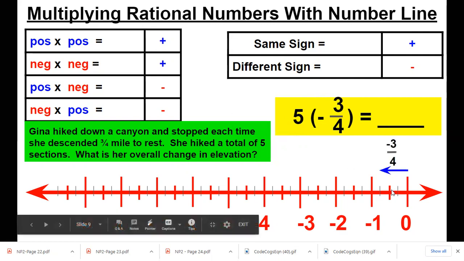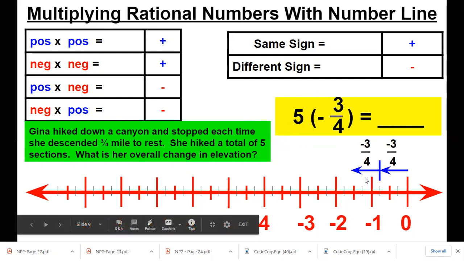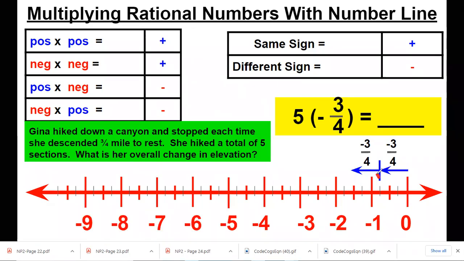Notice how that's 1, 2, 3 tick marks past the 0. Then I'm going to go another negative 3/4. That's another 3 tick marks past where we left off. So 1, 2, 3. Actually, I'll draw that for you. So we go 1, 2, 3. And then we have another negative 3/4 to go. So where does that end up? 1 tick mark, 2 tick marks, 3 tick marks.